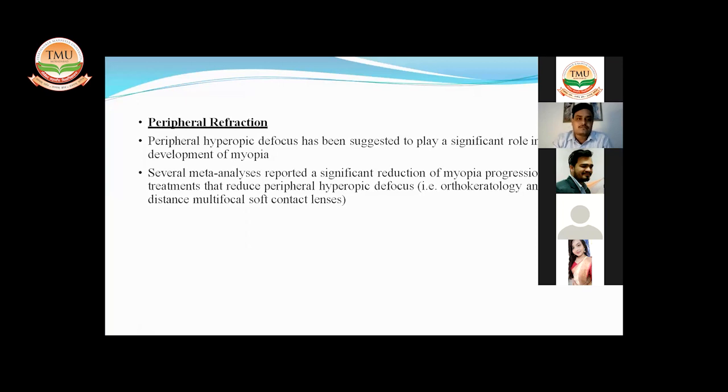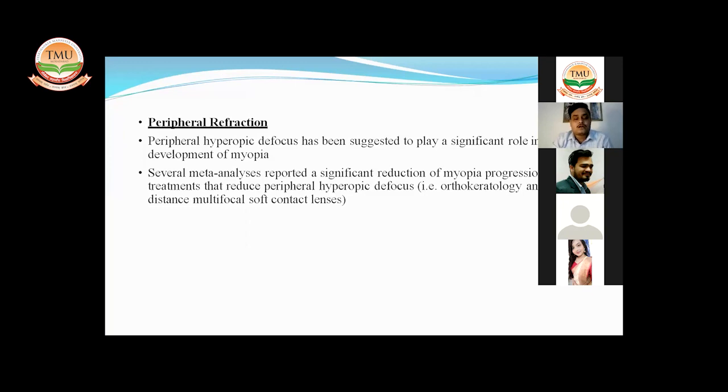So there are certain factors which also play a very important role. When you prescribe glasses, that's fine, but you need to also focus on other factors. So here is the other factor: peripheral refraction. Peripheral refraction defocus has been suggested to play a very significant role in the development of myopia. Several meta-analyses reported a significant reduction of myopia progression with treatments that reduce the peripheral hyperopic defocus. That is orthokeratology, CRT therapy, and center distance multifocal soft contact lenses.